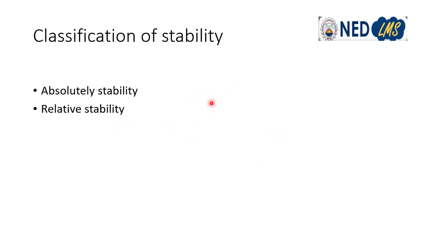So we can classify stability as absolutely stable or relatively stable. We have some methods to find the absolute stability, that is the Routh stability criterion or the Hurwitz stability criterion. We'll discuss them in detail later in this lecture. And we'll also find some ranges of the parameter to determine relative stability, that is, for a particular parameter, the range within which, if we change the value, the system should remain stable. We'll see this later in this lecture.